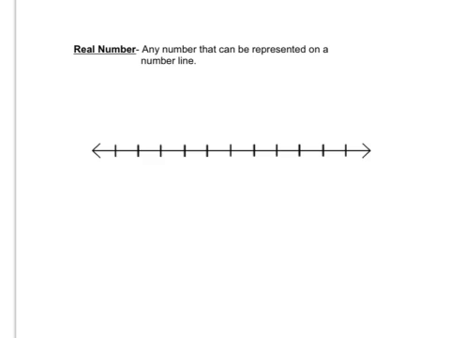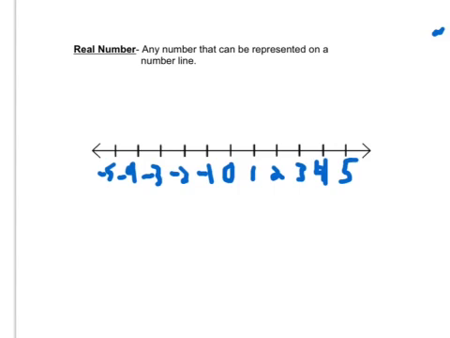First thing we need to know is what I mean by real number. A real number is just any number that can be represented on a number line. So if I take this number line and I put 0 here, and then 1, 2, 3, 4, 5, we already have -1, -2, and so forth. If it'll let me write on it. There we go. Okay, so a real number is any number that can be represented on that number line.